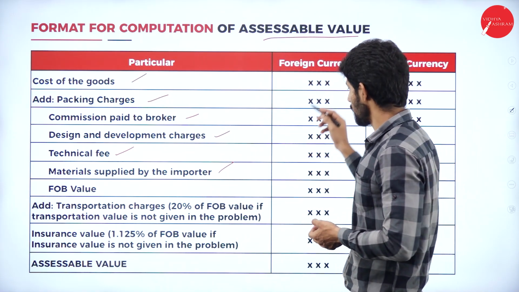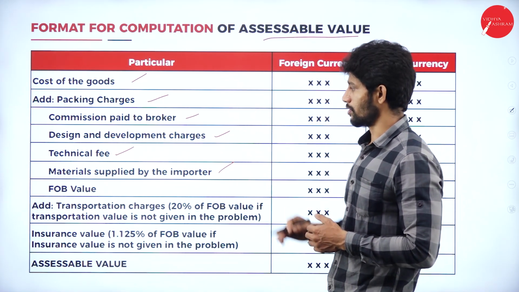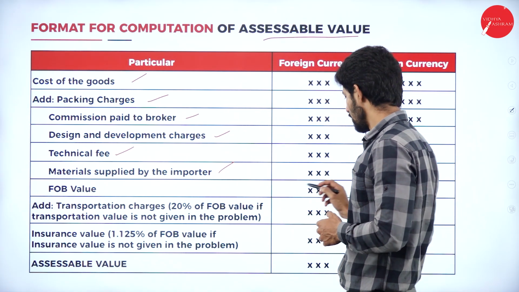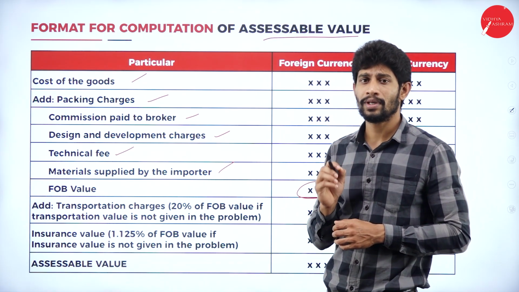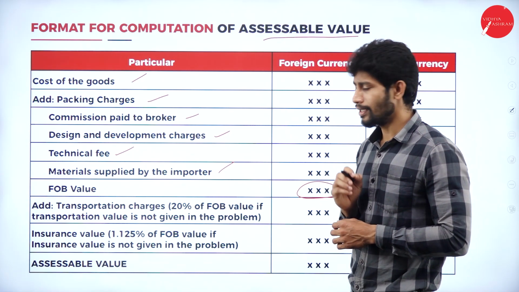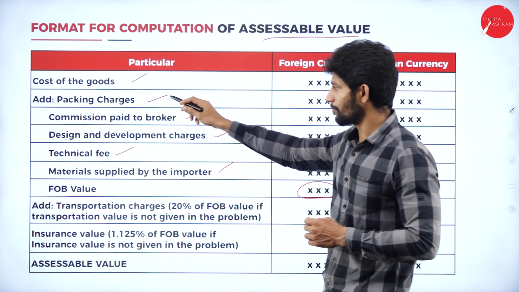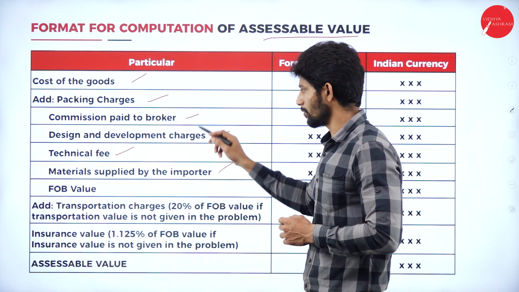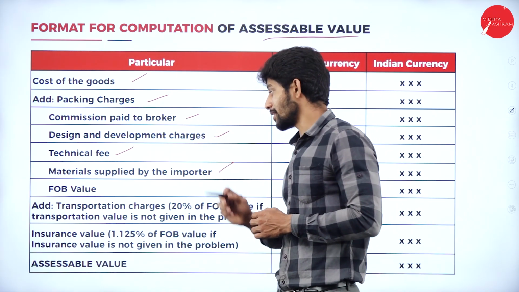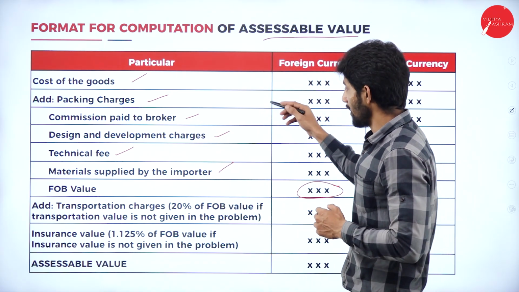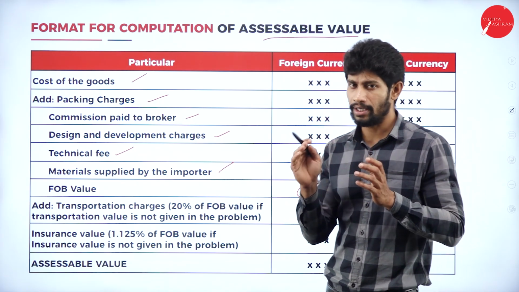So after adding this, you will get some total. You're supposed to add that to the cost of goods. After adding that, you'll get some total. This total is called FOB value. For cost of goods, you will be adding packing charges, commission paid to the broker, design and development charges, technical fees, material supplied by the importer. If you add all these expenditures, if it is given in the problem, it is not mandatory.